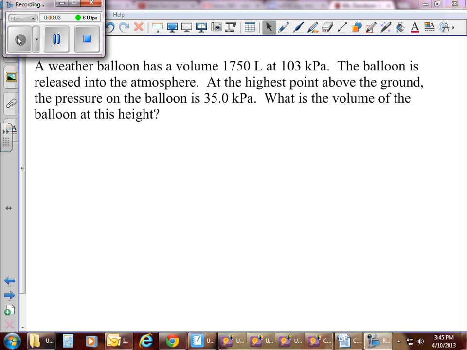All right, so this is problem number 3 under Boyle's Law, on page 13. Okay, so again, if I did not tell you it was Boyle's Law, and you're not sure exactly what you're going to use, you're always going to start with what is given to me in the problem.